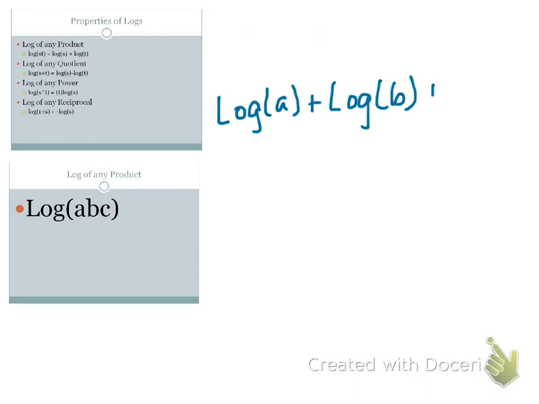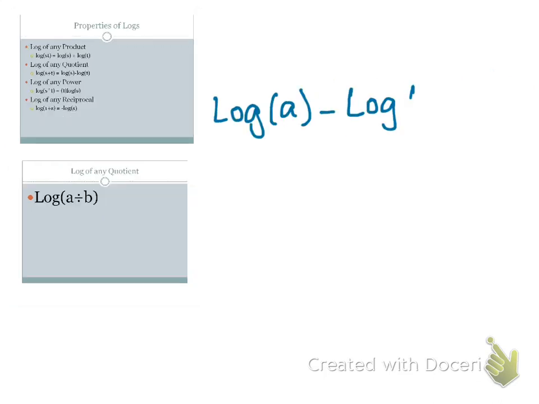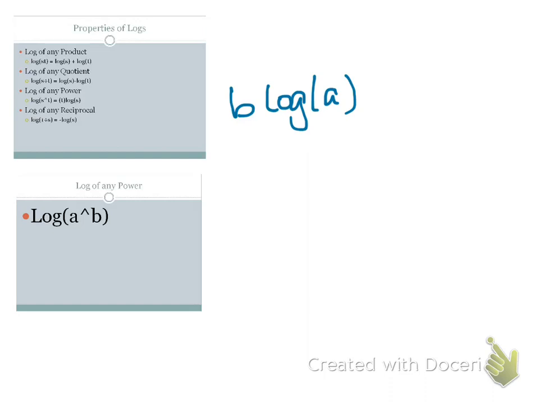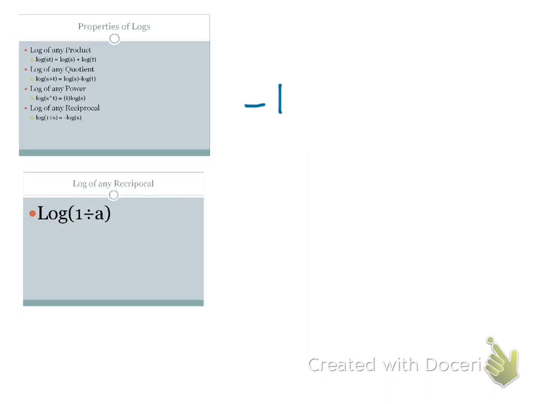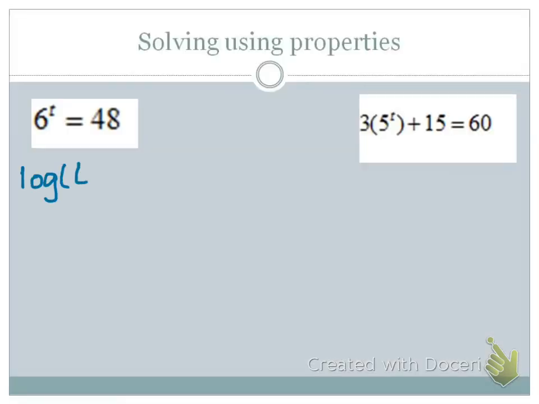Okay, so with log of any product we have log of a times b times c, and so we just add those, log of a plus log of b plus log of c. With quotient we have log a divided by b, so we end up with log a minus log b. Log of any power, we bring that b out in front, so we have b times log of a. And then any reciprocal, that log of 1 changes into a 0, so we would have 0 minus log of a, so that just changes into negative log of a.